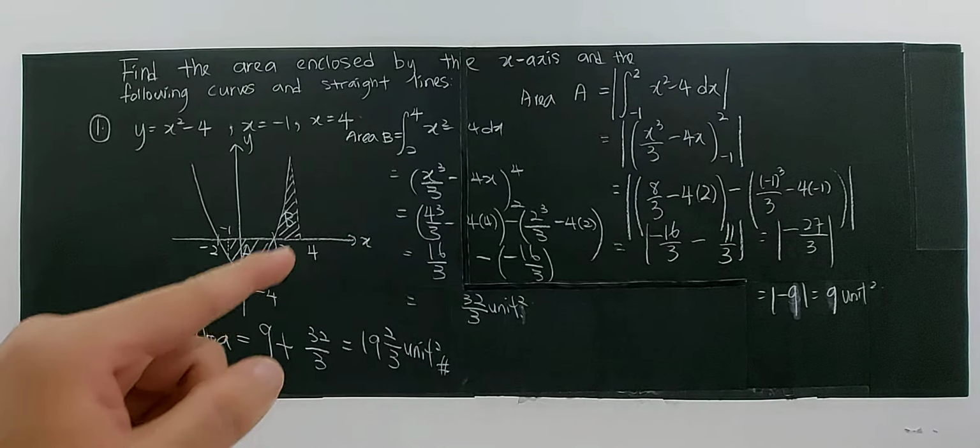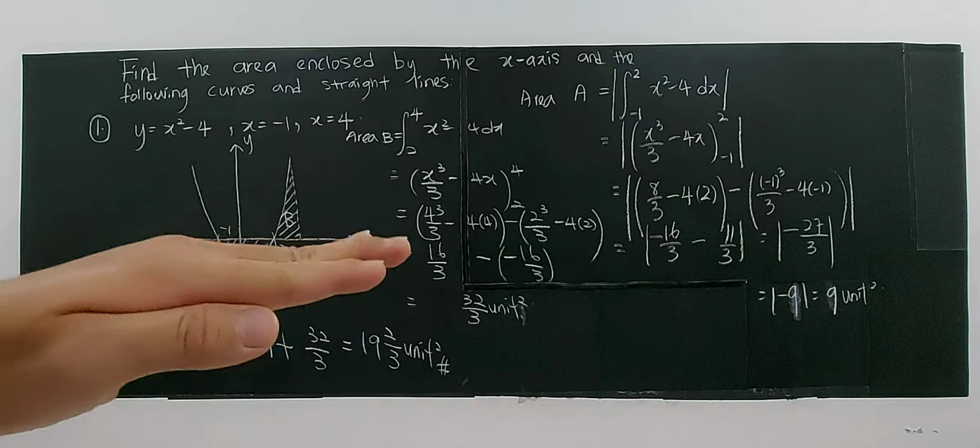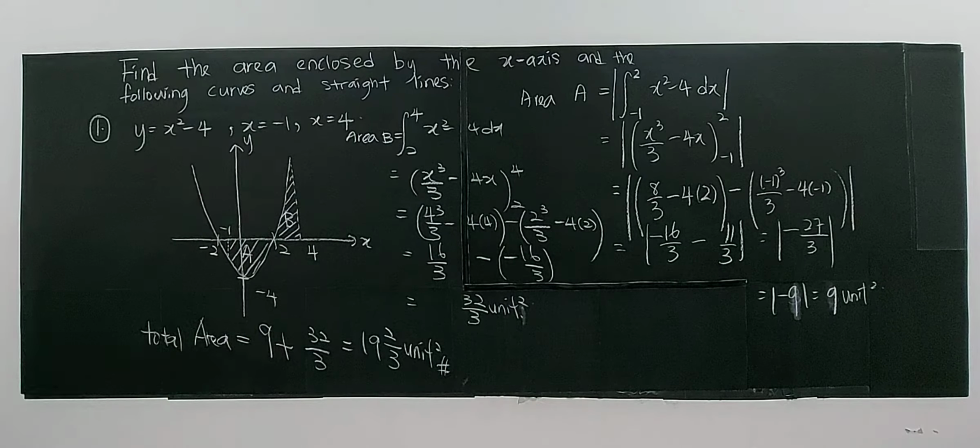And for area of B, I find as usual, because it's above the x-axis, definitely you will get a positive value. So I total up these two, and I will get the total area. So let's move on with the next example.